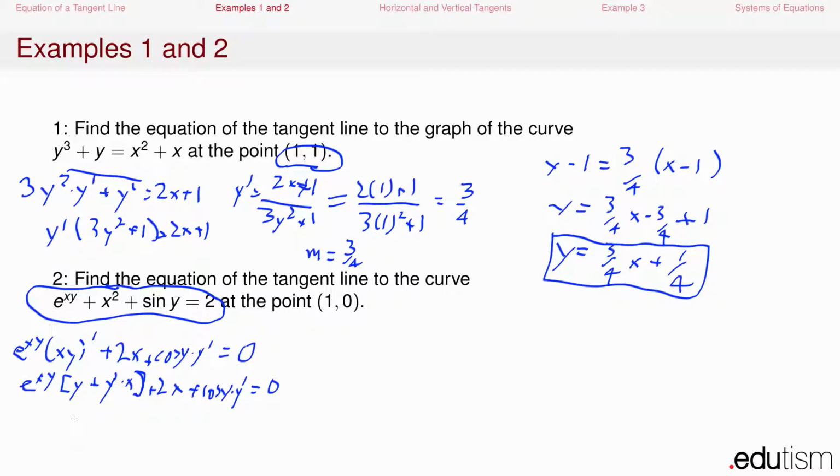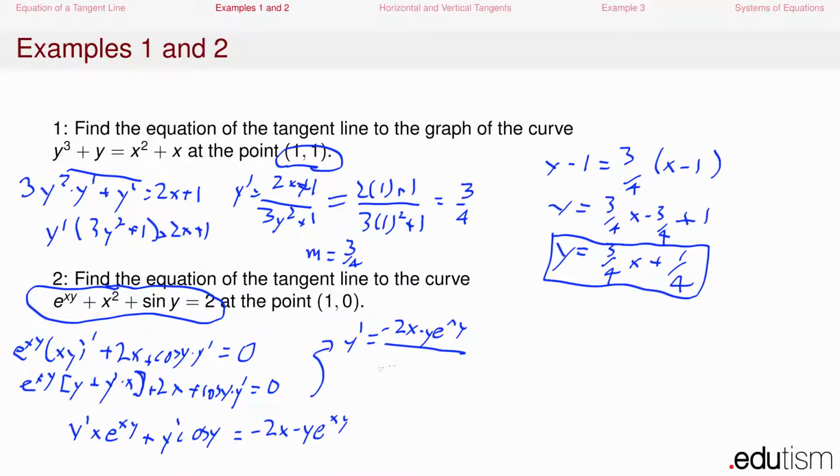So now we move all the terms without a y prime to the other side, and keep all the terms with a y prime here, so that we get y prime x e to the xy plus y prime cos y on one side, and on the other side, we're going to have minus 2x minus y e to the xy. Factor out a y prime and divide. We'll get y prime equals (negative 2x minus y e to the xy) over (x e to the xy plus cosine y). So then I've got to plug in 1 for x and 0 for y.